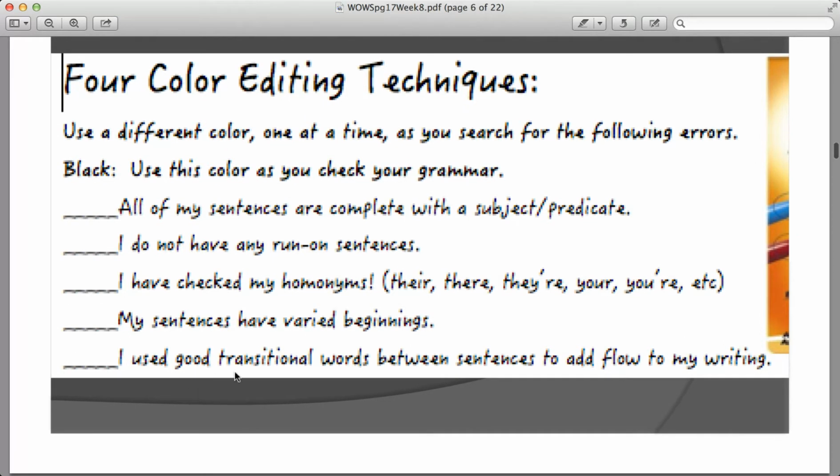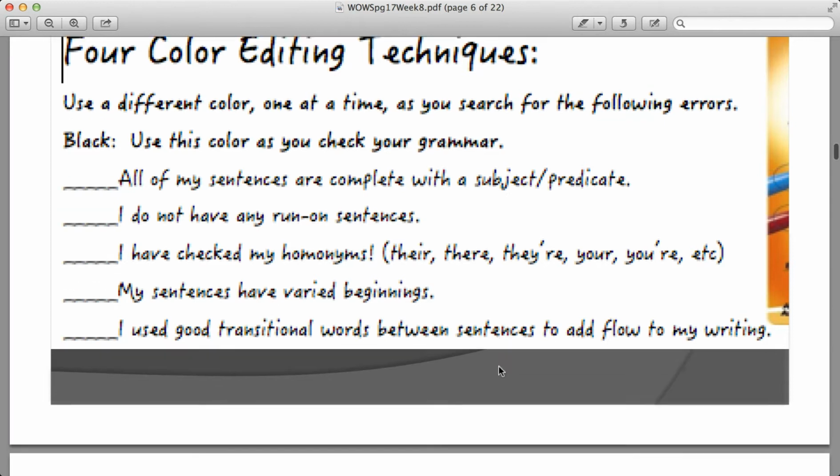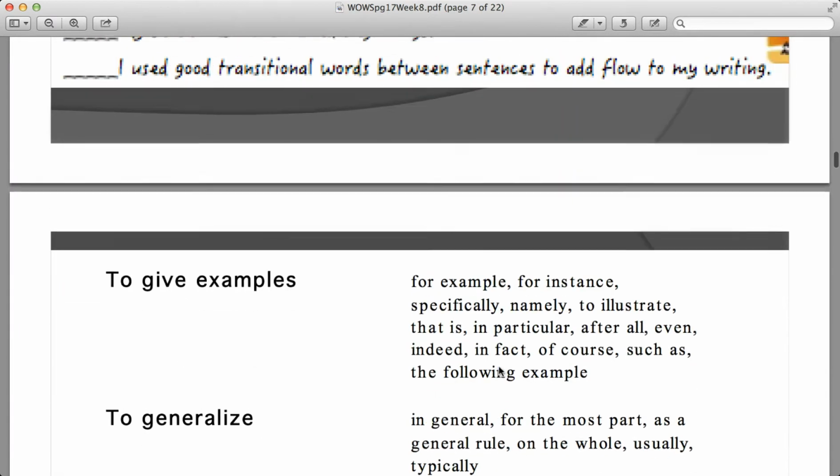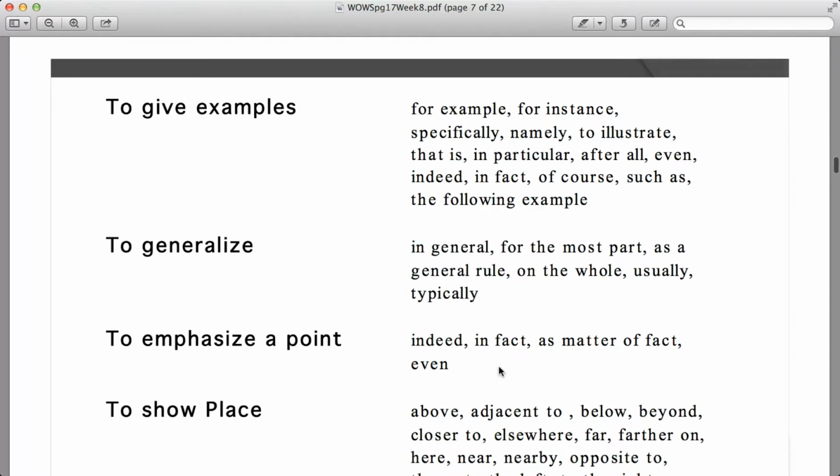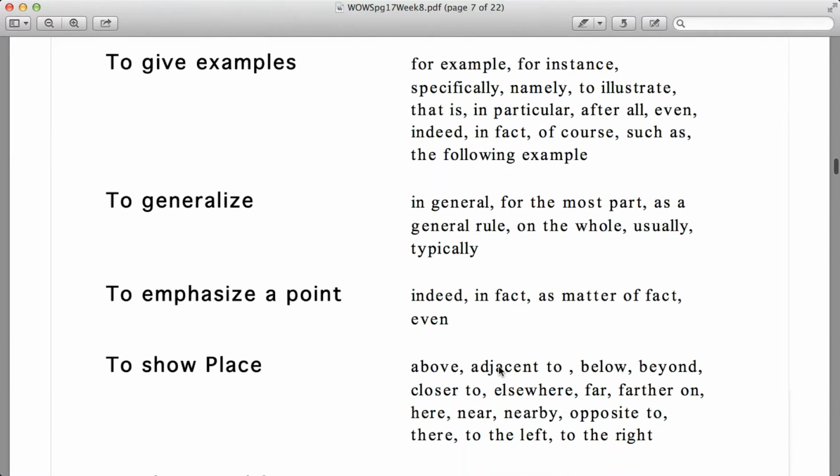And in fact, did I use good transitional words between my sentences to add flow to my writing? That's the other handout that I have for you this week, by the way, a great idea of transitional words like these. Transitional words are words that transition the reader into the direction that you are going. It's a great way to create flow in your writing. And I love this handout. Again, you'll get it in an email, and I want you to print it out and keep it. You'll use this for all kinds of things, but these are just a few.